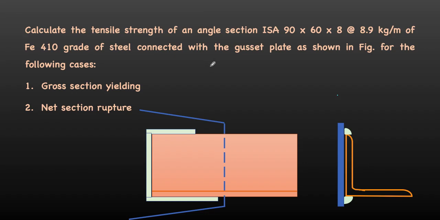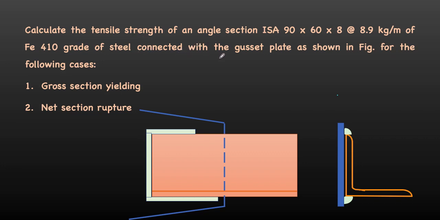We are going to do today the calculation of tensile strength of an angle section ISA 90 by 60 by 8, which has its weight 8.9 kg per running meter and the grade of steel to be used is 410.